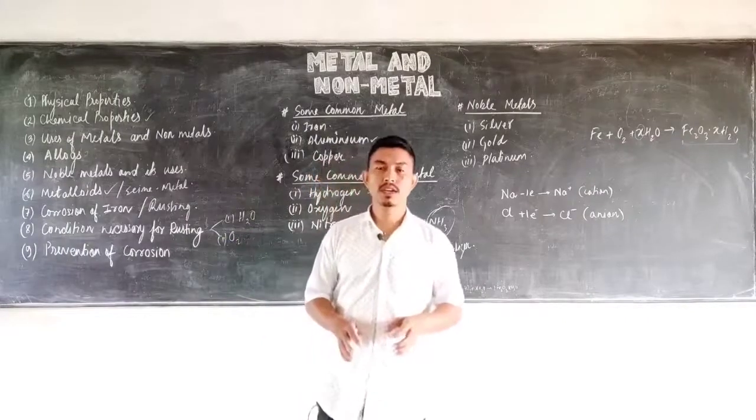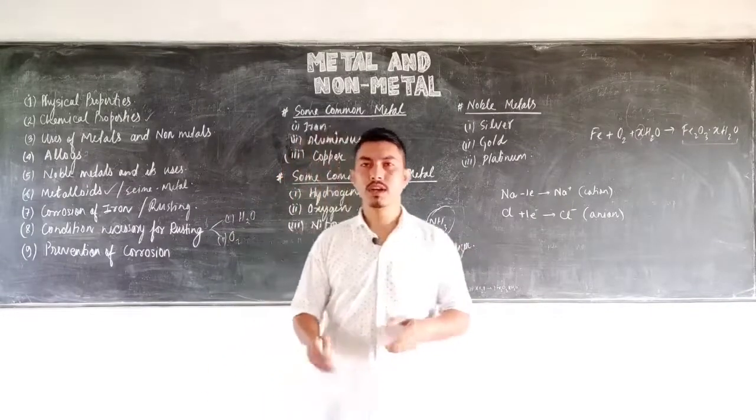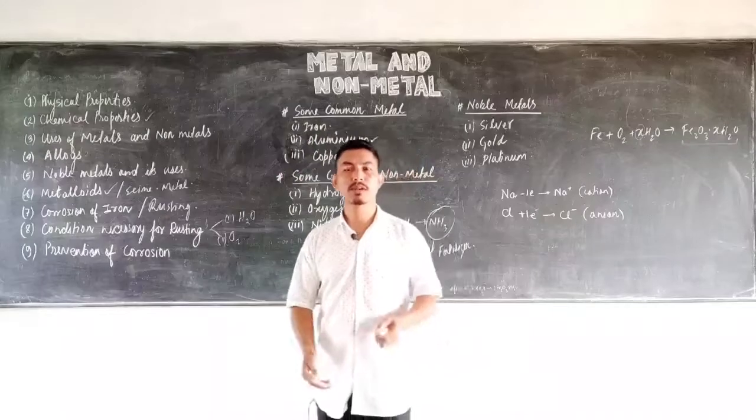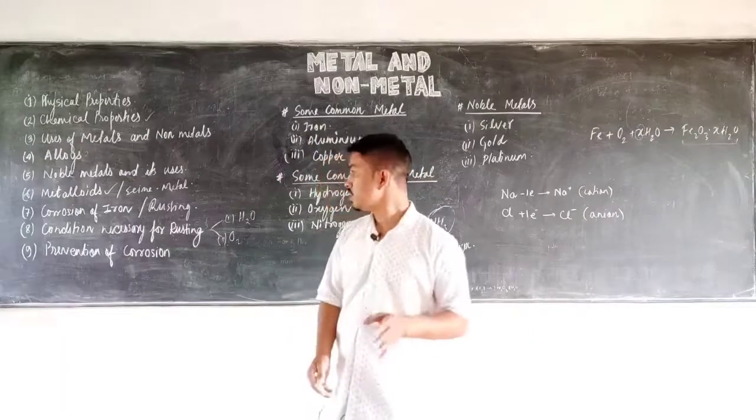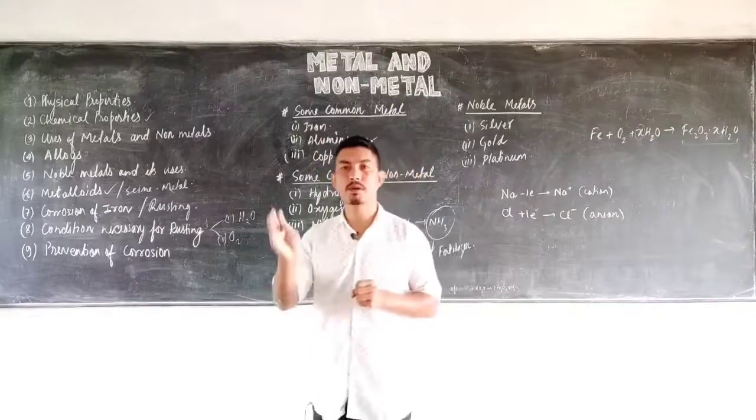Now this rusting has a lot of disadvantages. What happens? It makes the buildings weaker and the bridges may collapse because of rusting. So this rusting can be prevented in various ways. The first way to prevent rusting is by painting.